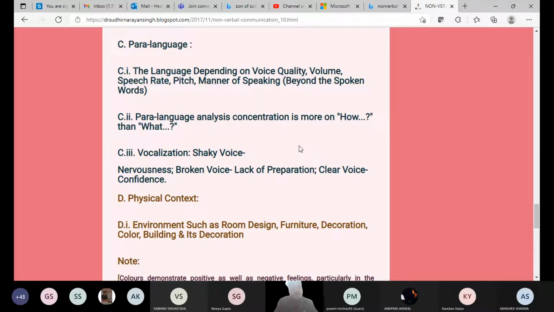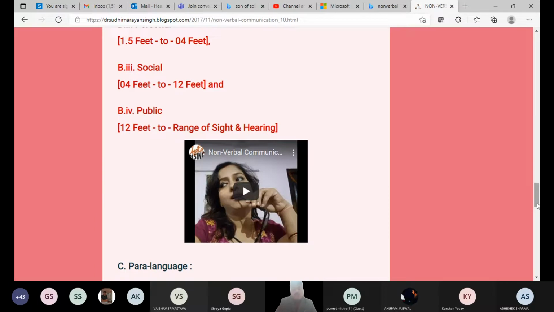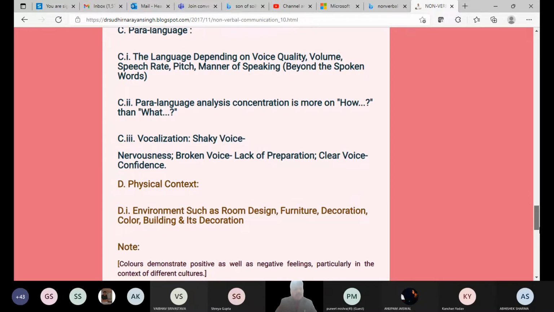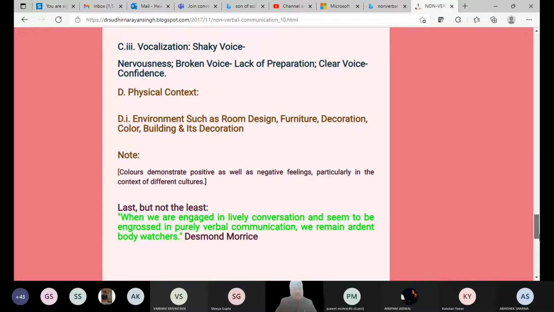Then there comes vocalization. Based on your preparation, your voice quality will be. If your voice is shaky, it indicates nervousness. If your voice is broken, it means lack of preparation. If your voice is clear, then it shows that you are very, very confident. Yes, 1 minute, let me complete this, then we will have the question immediately after this.